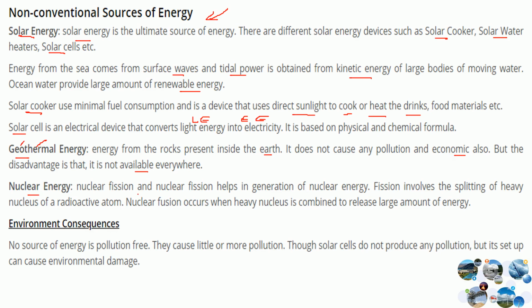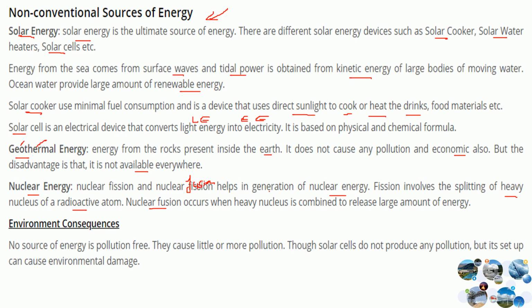Nuclear energy. Nuclear fission and fusion. This helps in the generation of nuclear energy. When the atom breaks or combines, it releases a lot of energy. Fission involves splitting of the heavy nucleus of a radioactive atom, and fusion occurs when nuclei are combined to release a large amount of energy, and this energy is now being employed for the production of electricity.